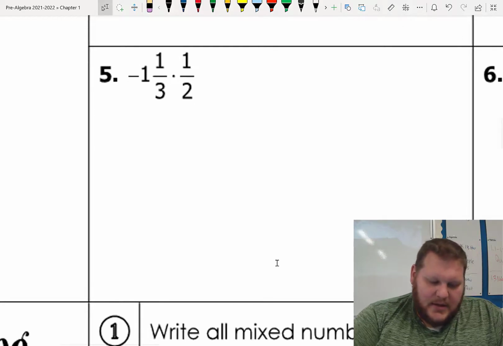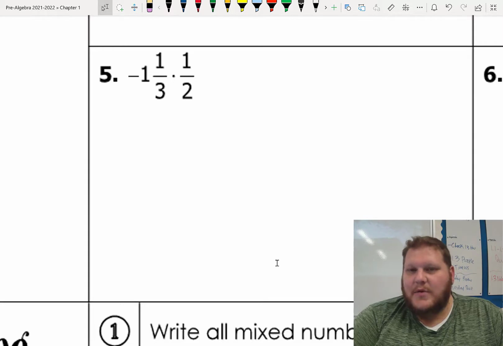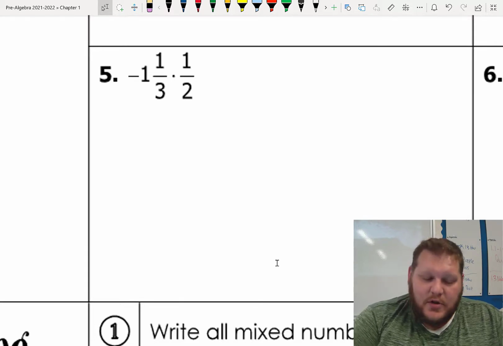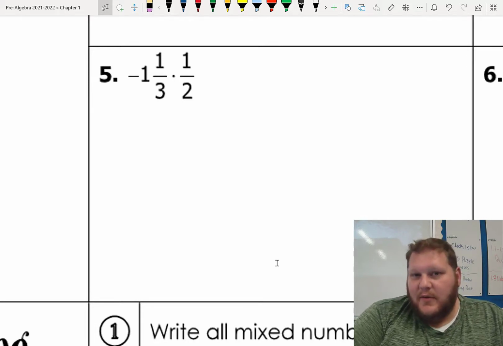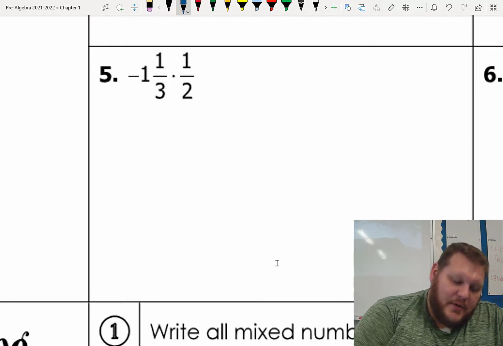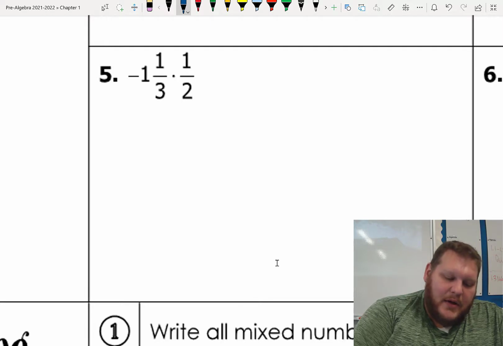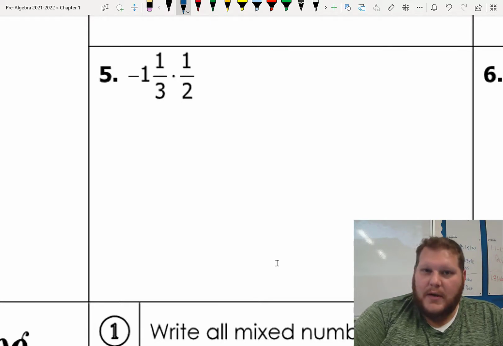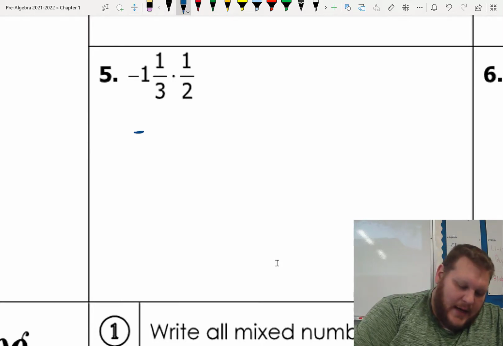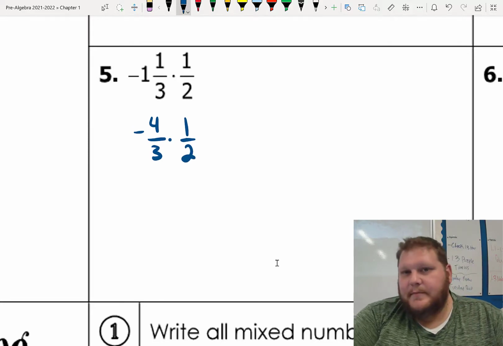All right, last one in this section here. Number 5, we've got negative 1 1/3 times 1/2. So we do actually have to do something for step 1 in those instructions that we were given. First things first, we have to convert that negative 1 1/3 into an improper fraction instead of a mixed number. So remember our process for doing that. I'm going to multiply my big number times my denominator. So 1 times 3 is 3. And then add my numerator, which gives me negative 4 over 3 times 1/2.